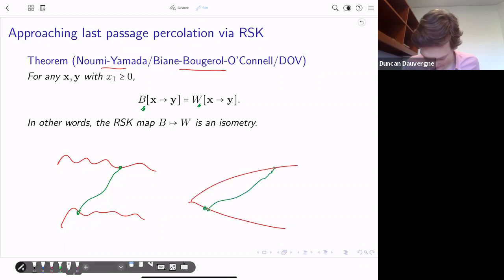So these last passage values are the same as these last passage values here. This is true for any number of points. This is true at the multi-point level as well. So this tells you that not only is RSK a bijection with a really tractable image, but it's also an isometry. So it should be really, really good for doing probability.